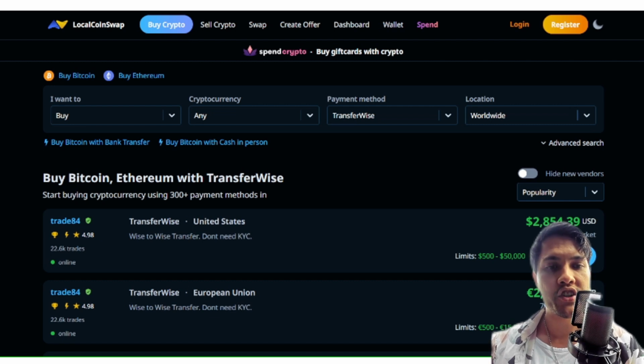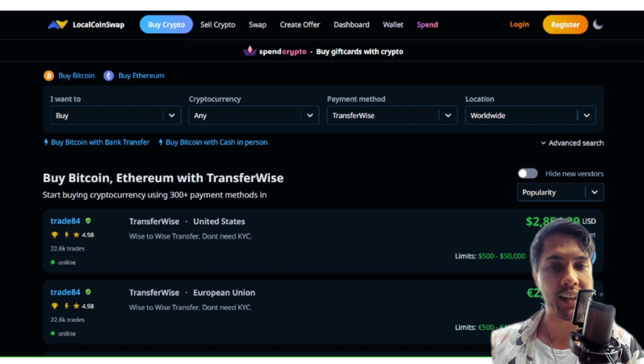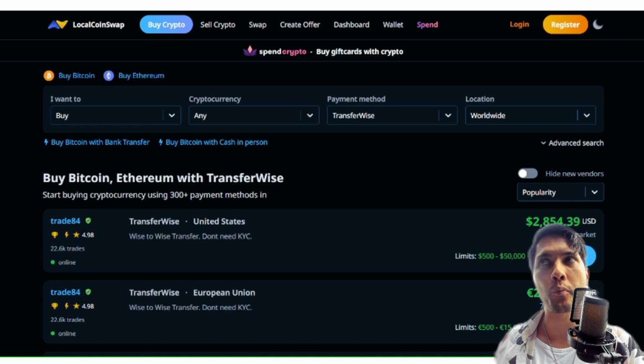And the Wise-to-Wise thing I just described applies to all these other different payment platforms as well. If you're going to deal on Revolut, it's really common to see Revolut to Revolut. That means you've got funds in your Revolut account, and you're going to send funds directly from your Revolut account to the seller's Revolut account, or say Payoneer to Payoneer, PayPal to PayPal, etc.